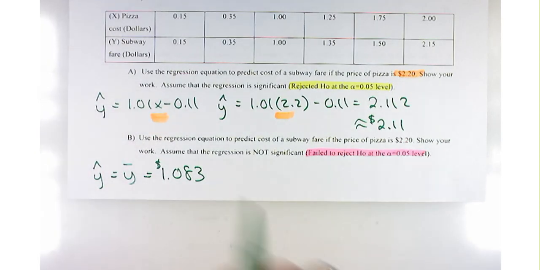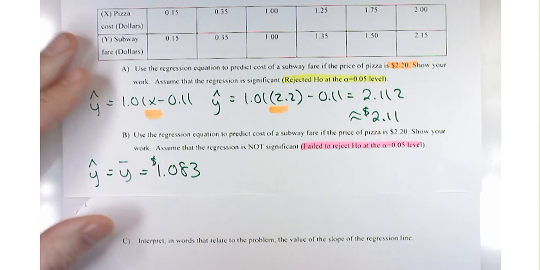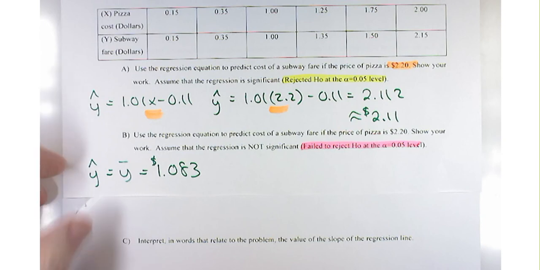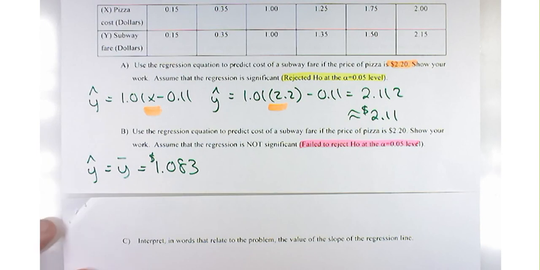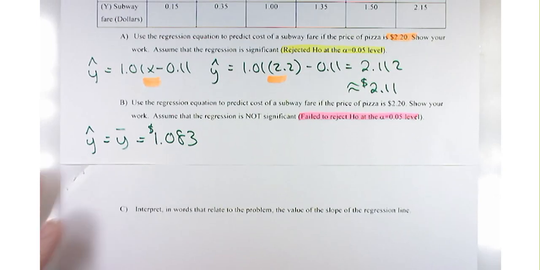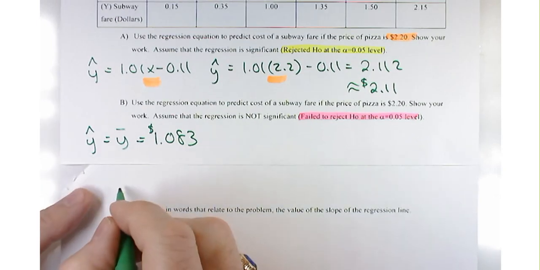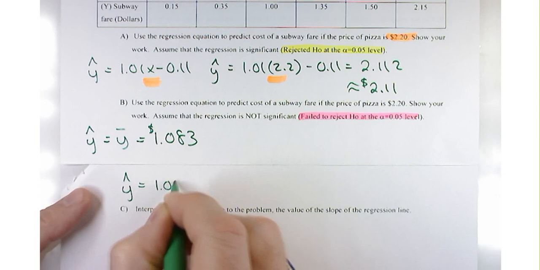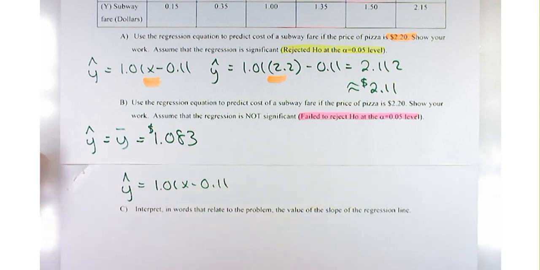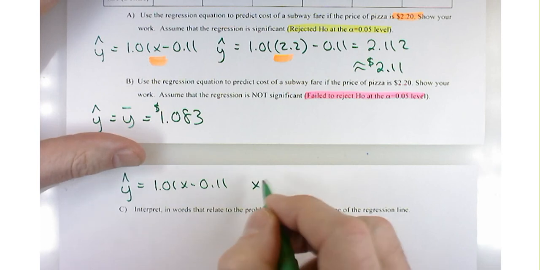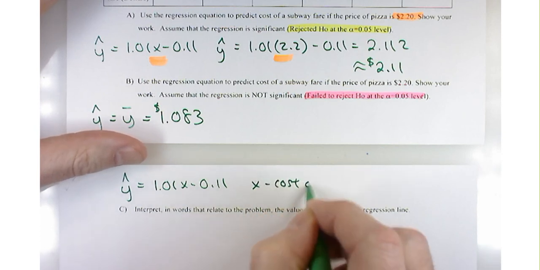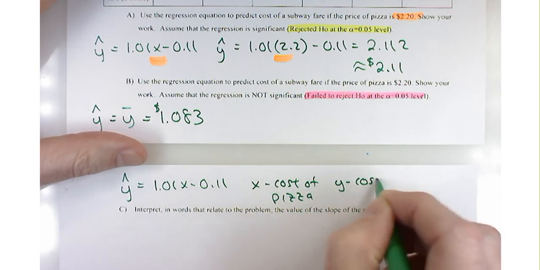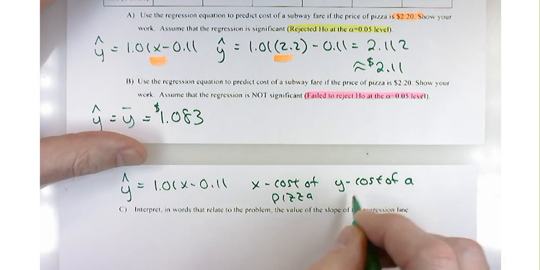Not a bad thing to do would be to go back and take a look at that weather homework, that in-class regression assignment. One of the things I asked you to do was interpret the slope of your regression equation in words. So let me write that down again: y equals 1.01x minus 0.11. x is the cost of a piece of pizza, and y is the cost of a ride on the subway.